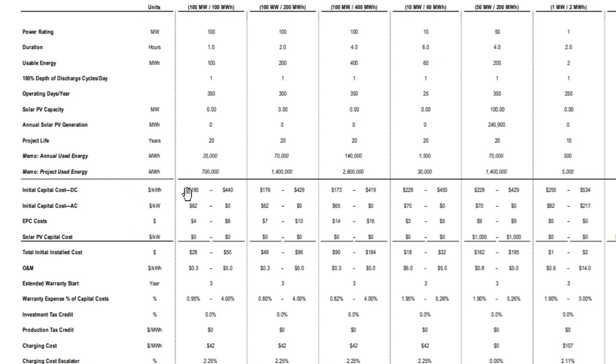We could put something like 200. Now apparently there's an additional EPC cost, so we could put 200, or some of these have 400, and it depends if we use them for transmission and distribution. We should look at whether we want a longer term duration for the battery here. This goes from 200 to 450.